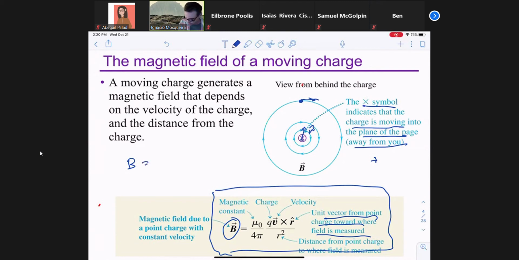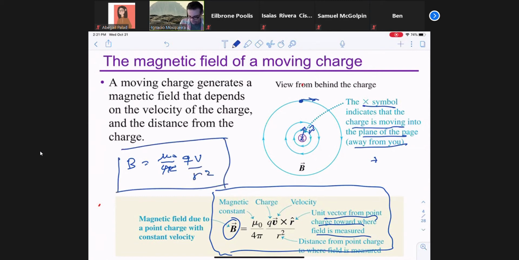And the magnitude of the B field is mu0 over 4 pi. Then you forget the R hat because that's a unit vector, but you say qv, that's the velocity of the charge, divided by r squared. That's the magnitude of the vector. The R hat doesn't show up in the magnitude equation. Of course, it's just unity, 1. So I can put 1 there, and now I've included it.